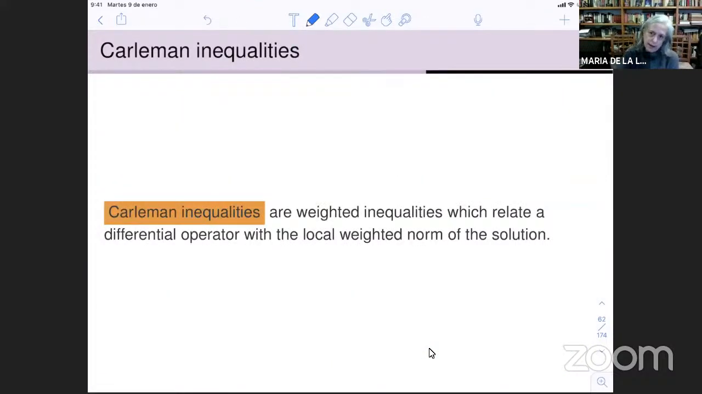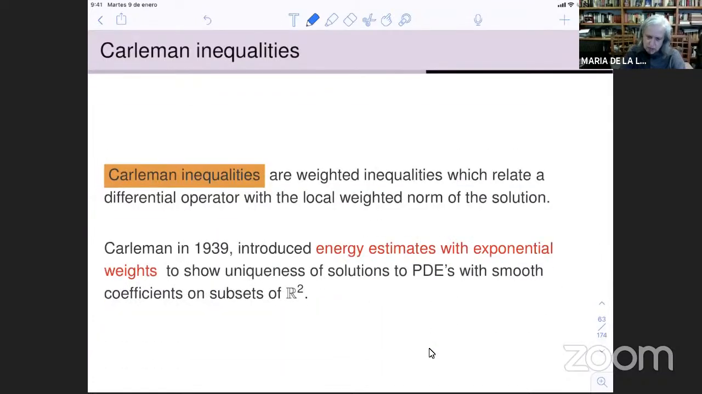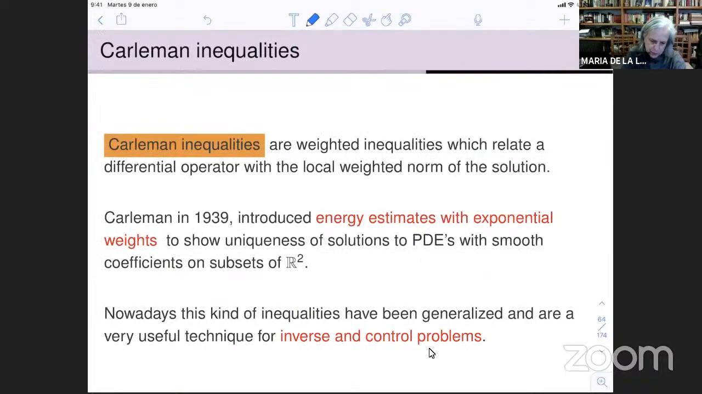So there are several techniques to prove this inequality, and one of them is Carleman inequalities. Carleman inequalities are weighted inequalities that relate a differential operator, in general, with the local weighted norm of the solution. They were constructed by Carleman in 1939 to show the uniqueness of solutions of some partial differential equations with smooth coefficients on subsets of R2.